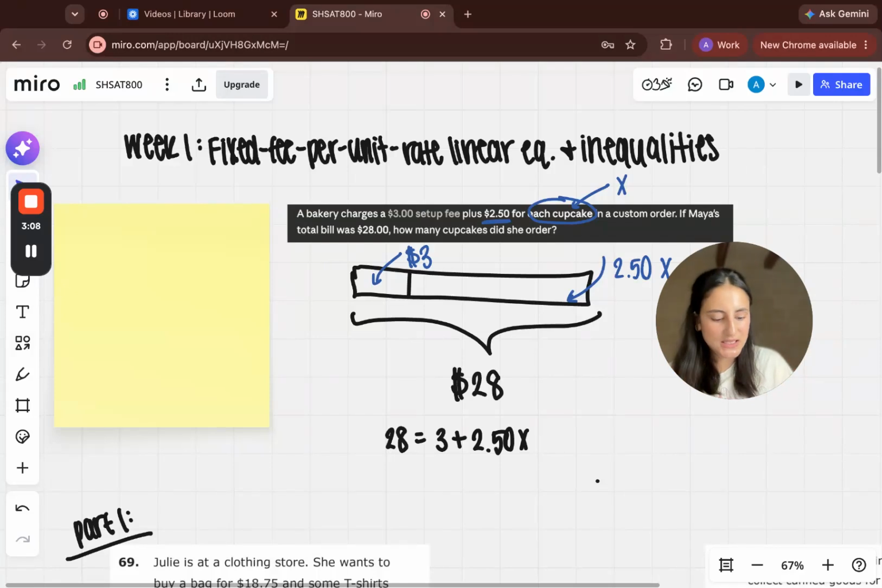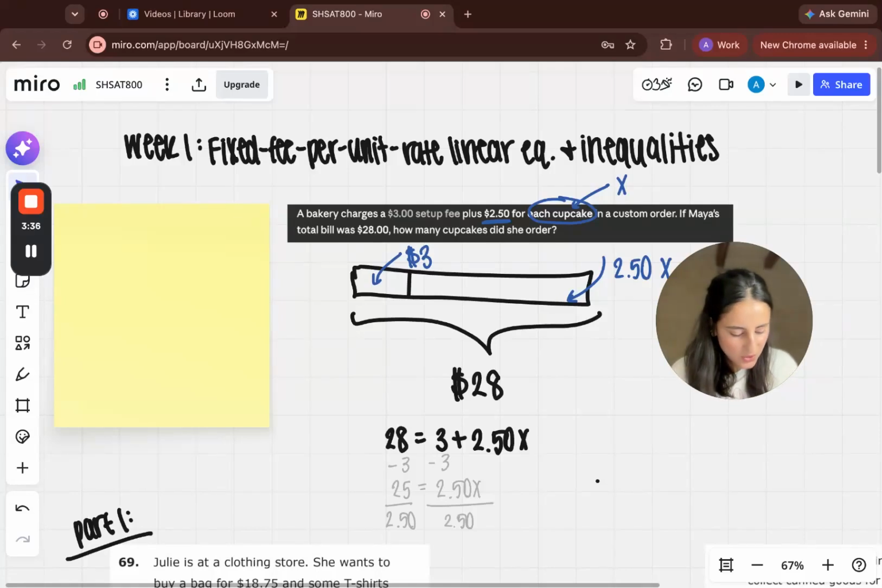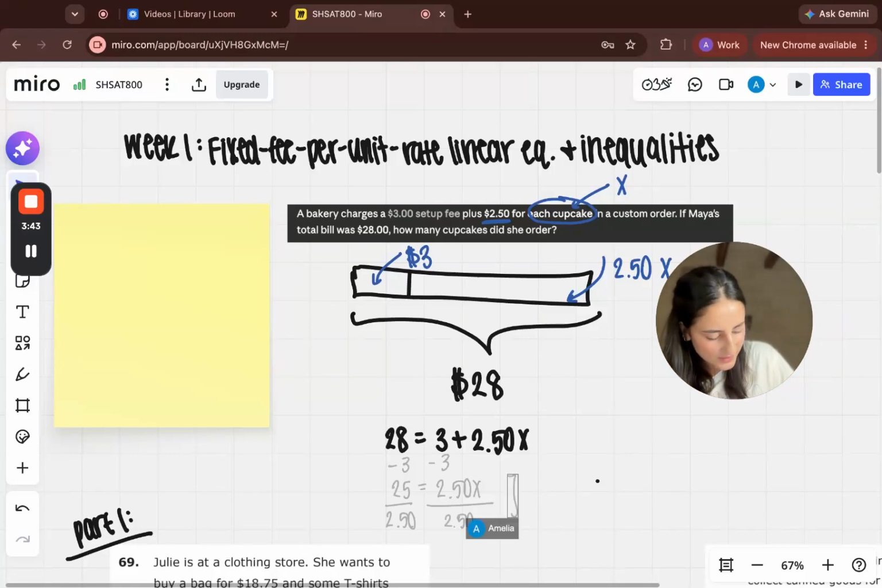First, we have to remove the constant. In this case, the constant is essentially the number on the side of the variable that is not attached to the variable. So it's the $3 hanging around there. We're going to go ahead and subtract from each side. We're left with 17 is equal to 2.50X. And then from there, we want to divide by the coefficient, which is 2.50. So once we divide those, we would get that 17.5 divided by 2.5 is equal to 7. So if we were to simplify this, X is equal to 7 cupcakes.